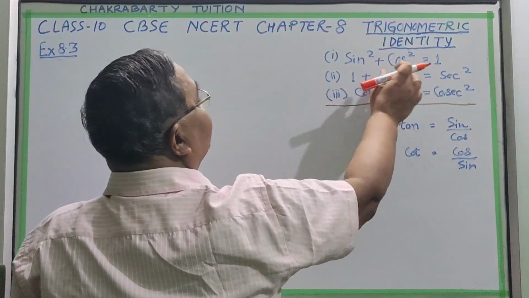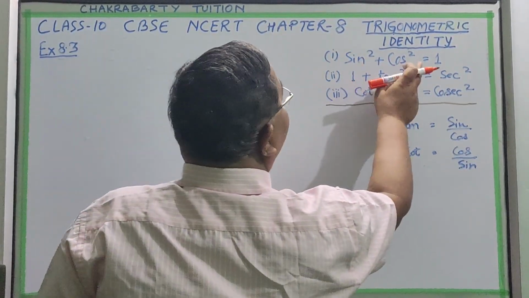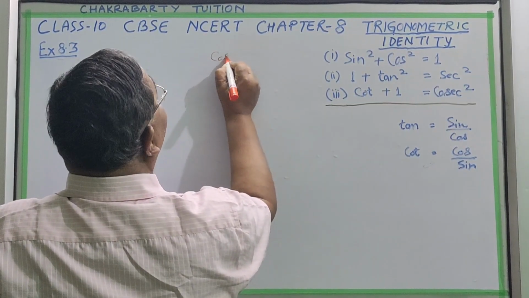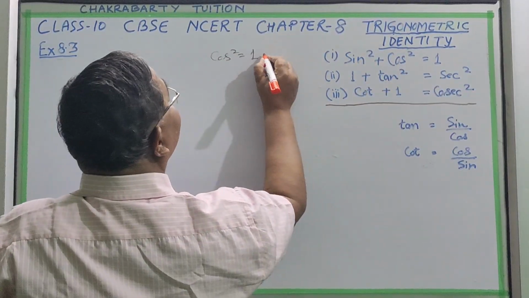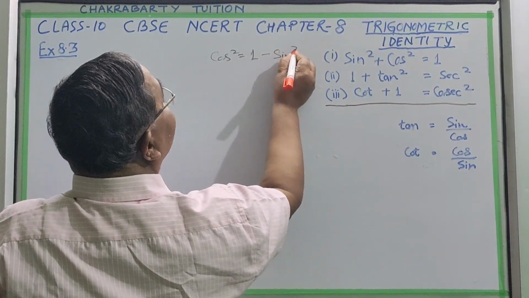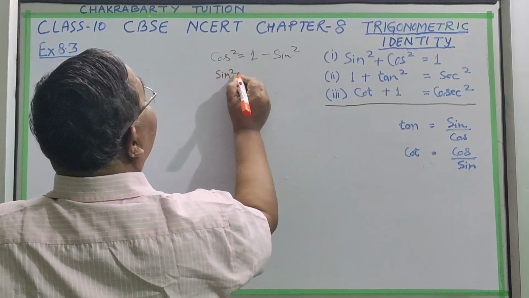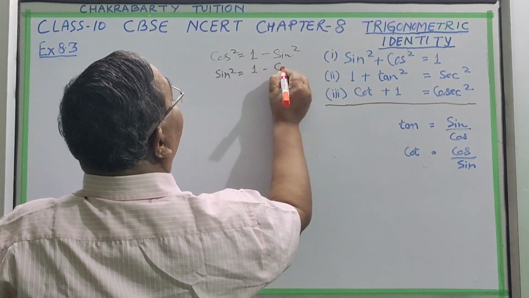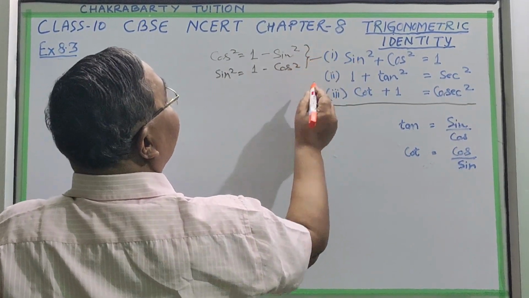From each one we can make two more. How can you make more? Take sin square plus cos square equal to 1; if this cos square goes to that side, it becomes 1 minus cos square equal to sin square. Suppose you want sin square, you can make it 1 minus cos square. In this way you can make this.